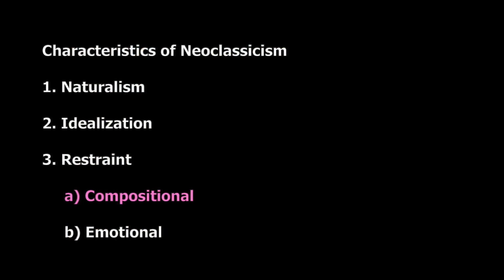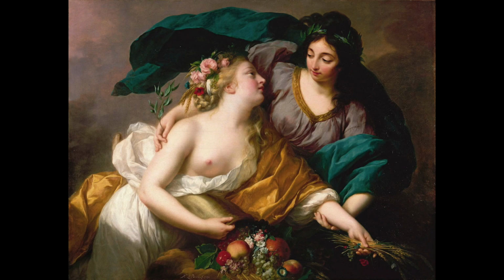Alongside naturalism and idealization, there's restraint, the third characteristic of the neoclassicizing style. There are two types of restraint, compositional and emotional. Compositional restraint means a balanced composition in which no one figure dominates. This happens when we are encouraged to move slowly from one figure to another through glance and gesture, never lingering too long on anyone. For instance, Abundance could easily have dominated the composition.